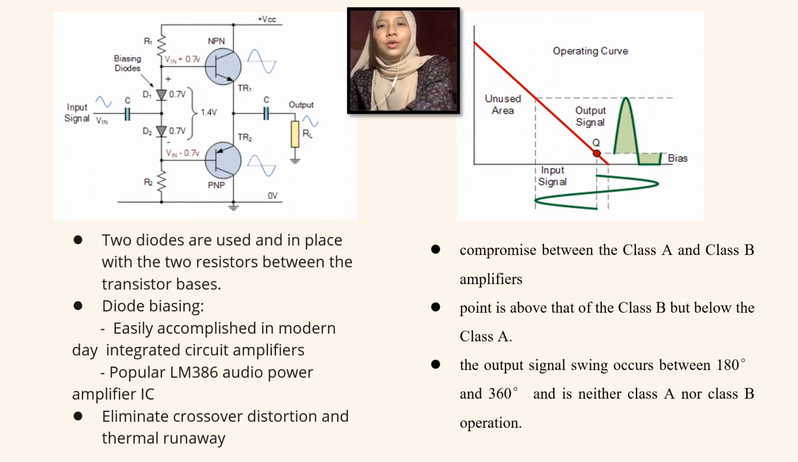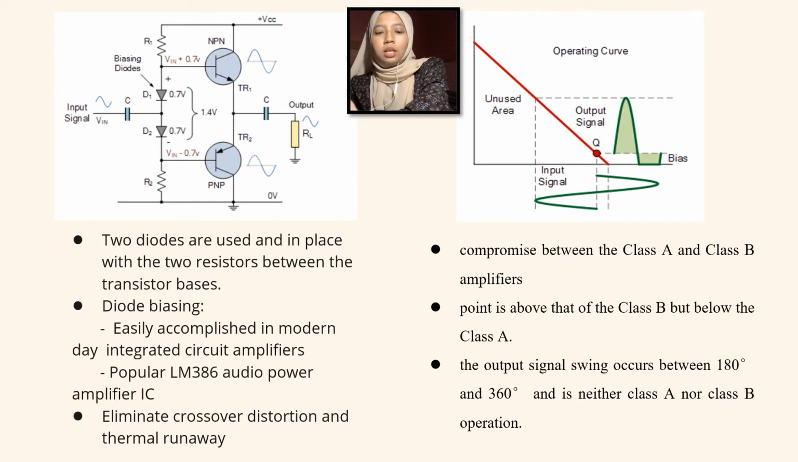Right now, the slide is presenting the circuit and DC load line of the Class AB amplifier. As we can see, the circuit consists of two diodes placed between the transistors' bases. This circuit configuration is called Class AB amplifier diode biasing. The application of diode biasing can be easily accomplished in modern day integrated circuit amplifiers such as the LM386 audio power amplifier.